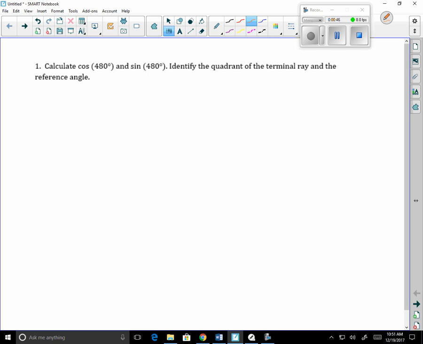So for the first one, we see an angle of 480. As soon as we see an angle that's bigger than 360, we want to take 480 and subtract away the 360, and you're going to keep subtracting away 360 until you get an angle that's within the right domain. So if I do 480 minus 360, I get 120. So that tells us that this is a quadrant 2 angle.